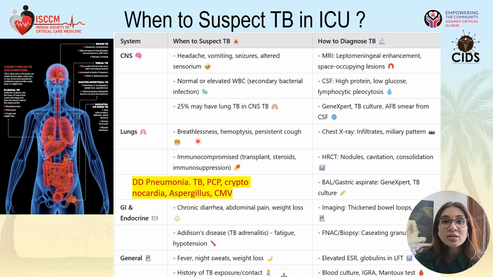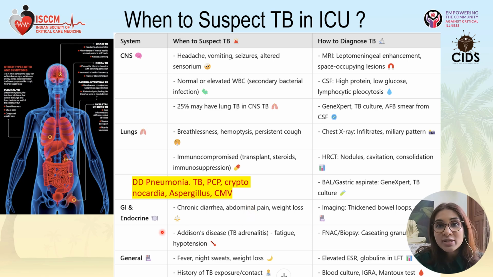When a patient is presenting with breathlessness, hemoptysis, persistent cough, especially if it is an immunocompromised patient, transplant recipient, or patients on steroids or immunosuppression, then besides considering the diagnosis of pneumonia, TB should also be considered. Of course, we should investigate to rule out other etiologies like PCP, Cryptococcus, Nocardia, Aspergillus, as well as CMV.